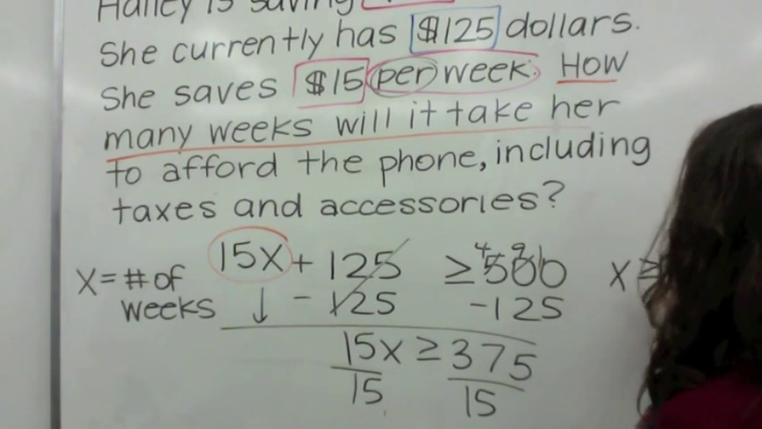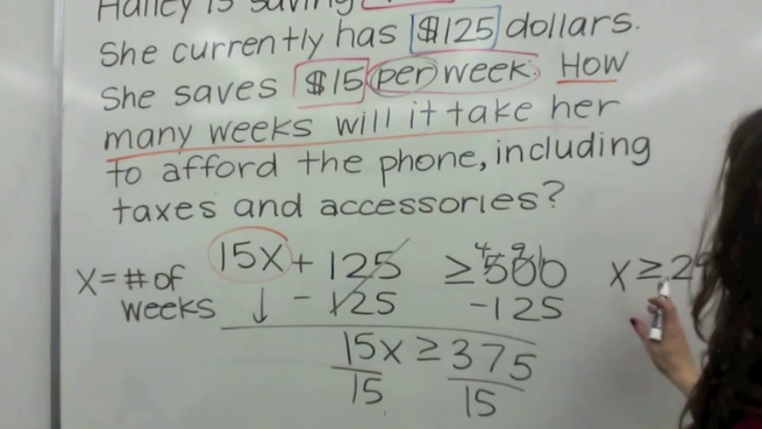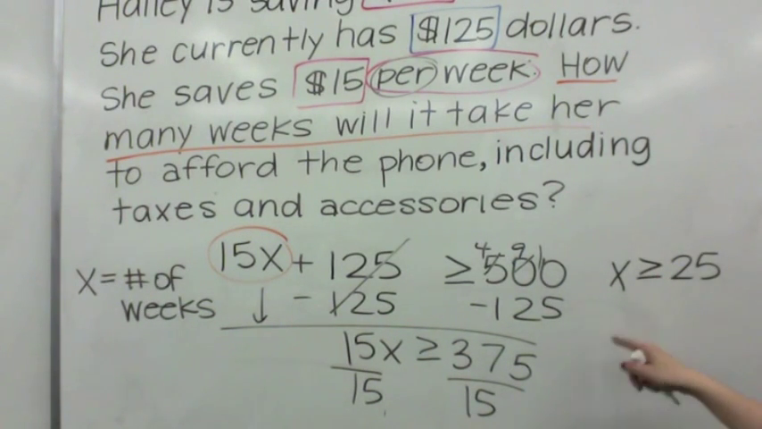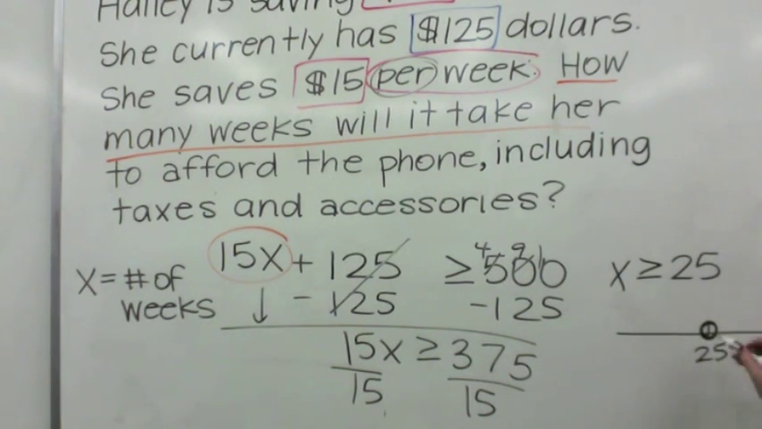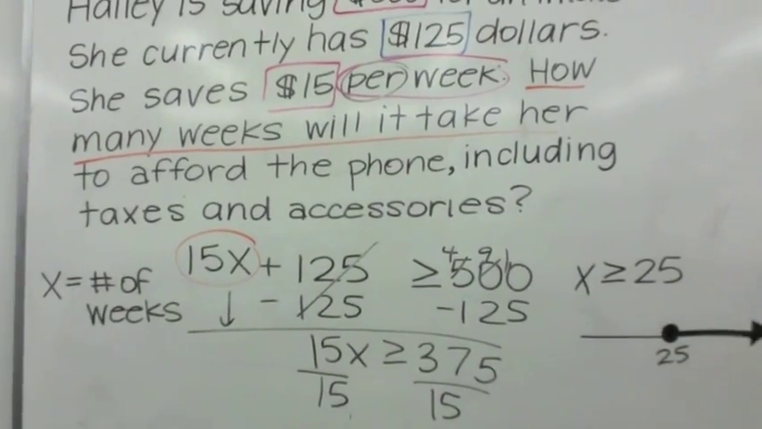So she has to save for 25 weeks, well, either 25 weeks or more to make at least $500 in her savings, okay? That's really a long time, 25 weeks, because that is almost 6 months that she'd have to save. If she saves for exactly 25 weeks, then she will have $500. But if she saves for more than 25 weeks, she can afford her accessories and her taxes on the phone. Okay? So go ahead and get that down.